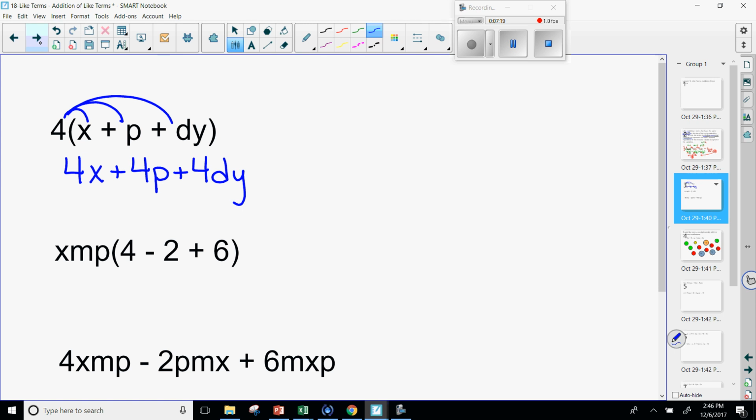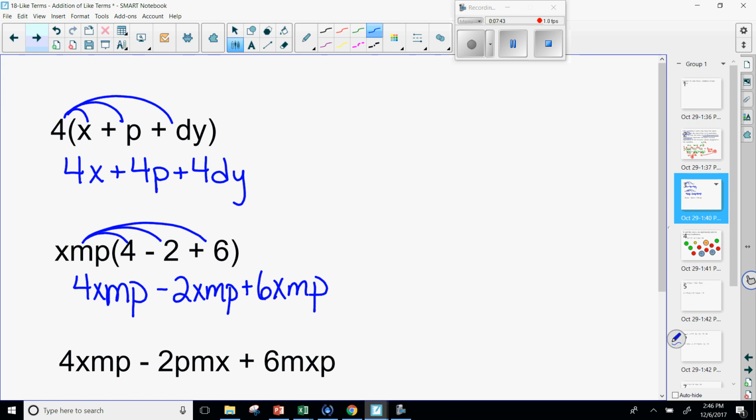If I were to work through this problem and do the distributive property, what are you going to end up with? We like the numerical coefficient first, so we'll say it's 4xmp. Now, are those like terms? Yes, they are like terms, and this is why.